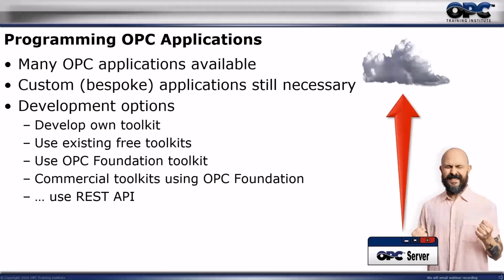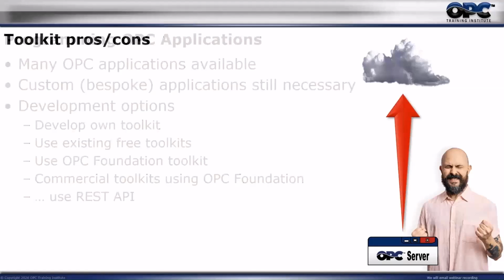You can use an existing free toolkit. Just go to GitHub and download whatever it is you want that's free. Or you can use the OPC Foundation toolkit, or any one of the many commercial toolkits that are available that typically use the OPC Foundation toolkit, or you can use REST API, plain REST API, to get this done. And I'll explain what this is.